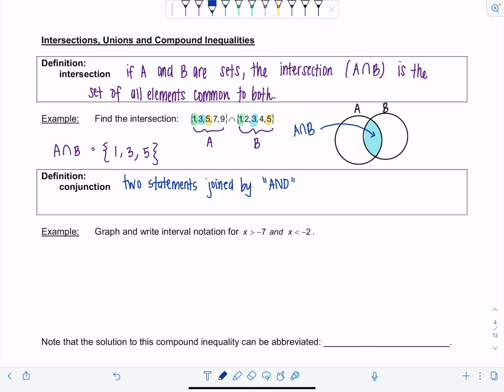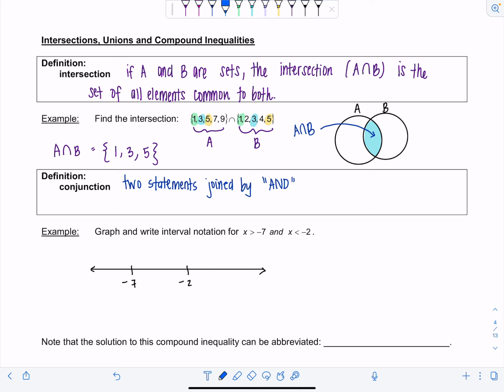Example. Graph and write interval notation for the following conjunction. x is greater than -7 and x is less than -2. So to kick things off, let's draw our number line so we can graph this. We've got -7 and -2. Now notice it says the first inequality, x is greater than -7. So if I were to graph that, x is greater than -7.